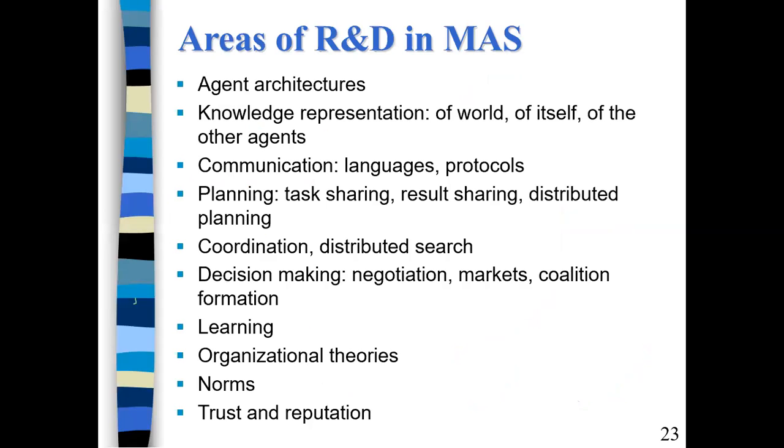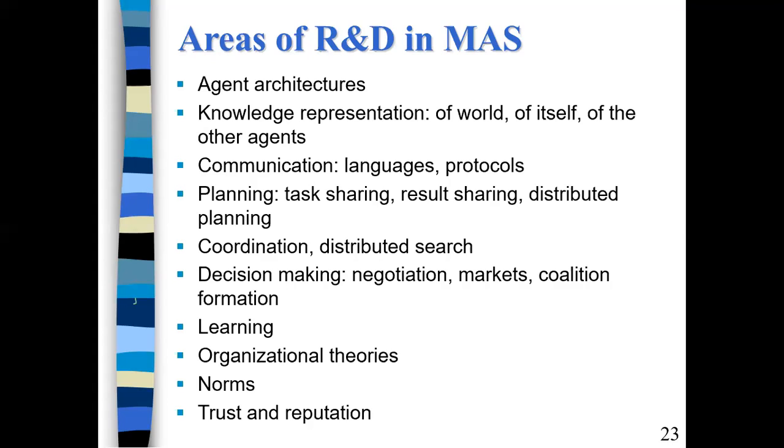Okay, areas of R&D in multi-agent systems. If you want to do research in multi-agent systems, of course there is a wide area of research. For example, the first one, agent architecture. What is the best architecture for the agent? What are the new architectures? What are the suitable architectures for the agents? And then knowledge representation, meaning how agents represent the knowledge that they have, either representation of the world itself or of the other agents. And then communication: how the agents can communicate with each other, what languages the agents can use to communicate, what protocols can be used, and also how agents plan, for example, task sharing with each other.